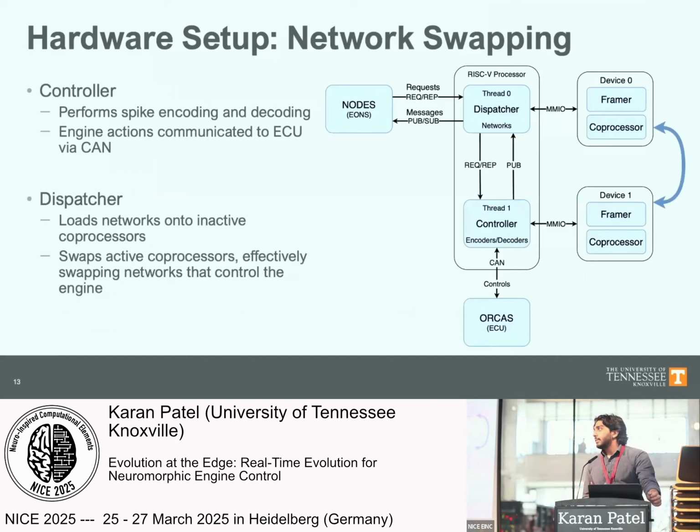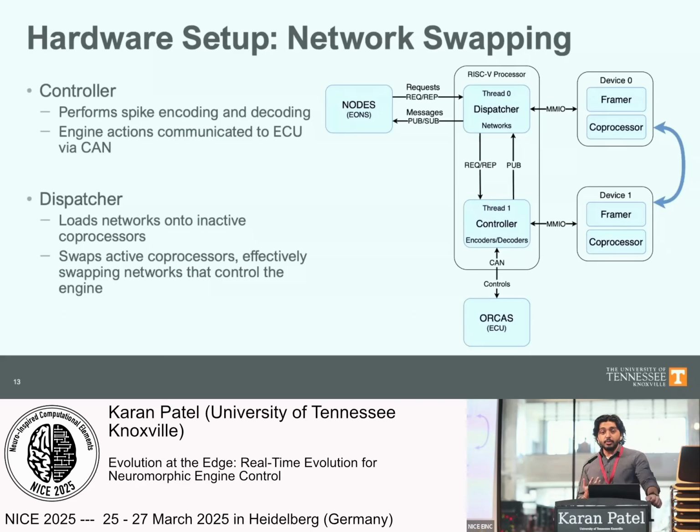So a key aspect of this dynamic real-time system is being able to seamlessly transition between networks and avoid periods of time where the application isn't being driven by network outputs. To accomplish this, we utilize the 2 micro-Caspian neural processors that I mentioned earlier, where one of them is set as the active neural processor communicating with the ECU, while the other is inactive and waiting for networks to be loaded onto it.